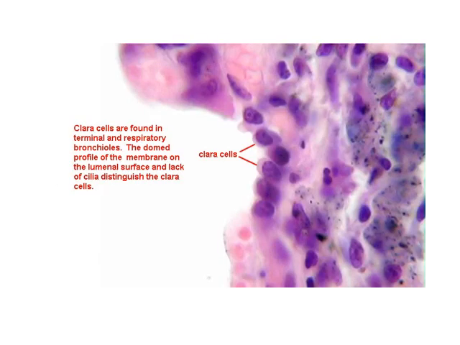This is a histological slide of the Clara cells. You can see that they are found in the terminal and the respiratory bronchioles, and they have a dome shaped profile of the membrane, and the luminal surface does not have any cilia. So from that you can distinguish them as Clara cells. However, when you are looking at a slide, it's a little bit difficult to find these Clara cells unless you look for them specifically, because there are not a lot of them, just a few of them are there.